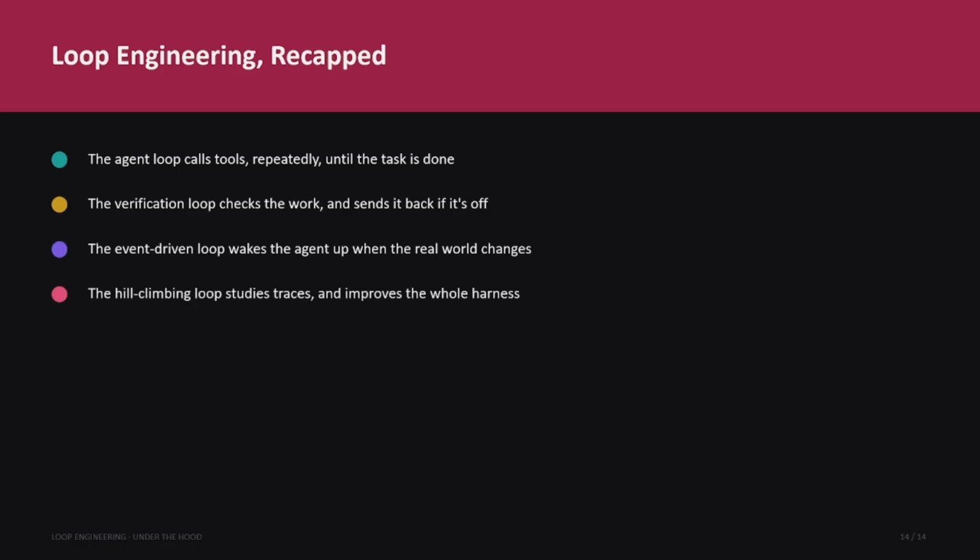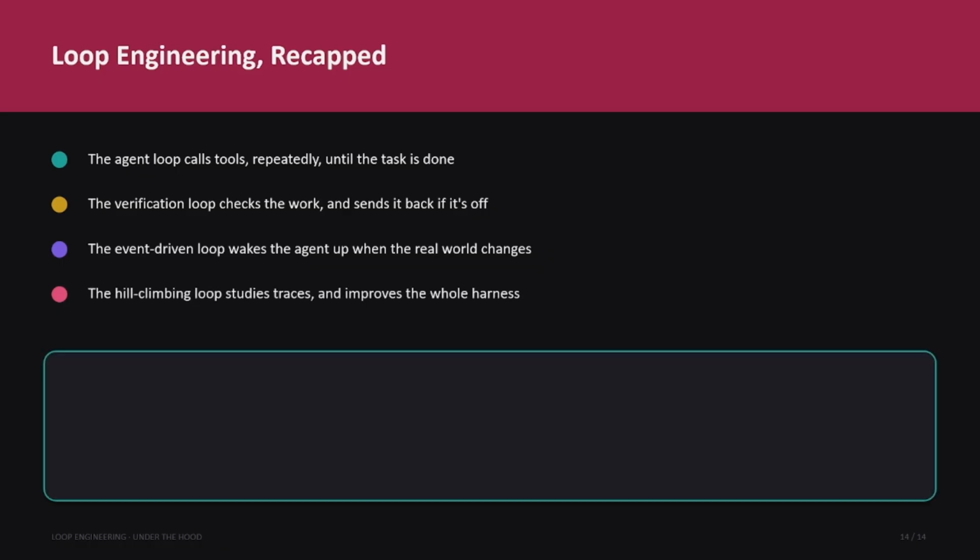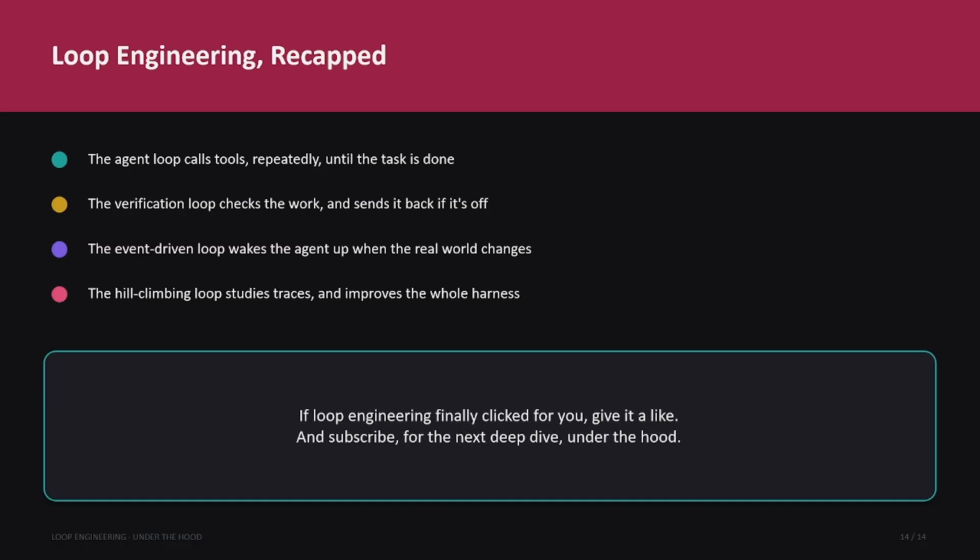Let's recap. Loop engineering is about making AI systems more reliable by adding useful loops. The agent loop lets the AI use tools repeatedly until the task is done. The verification loop checks the work and sends it back if something is wrong. The event-driven loop starts the agent automatically when something happens. The hill climbing loop studies past runs and improves the whole system over time. So instead of treating AI as a one-time answer machine, loop engineering helps us build AI systems that act, check, learn, and improve.